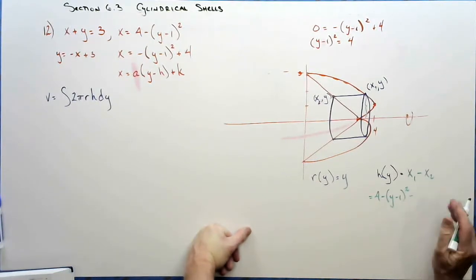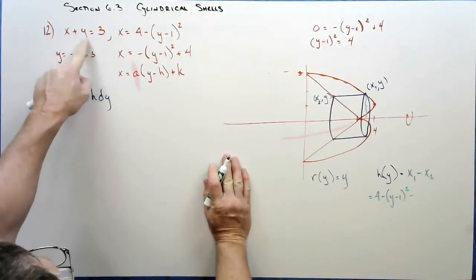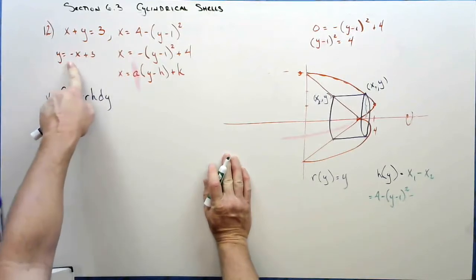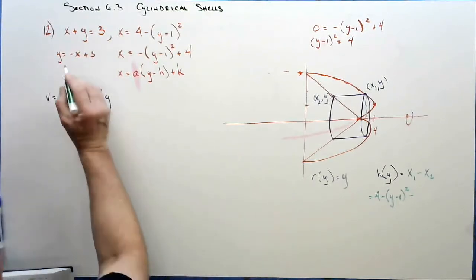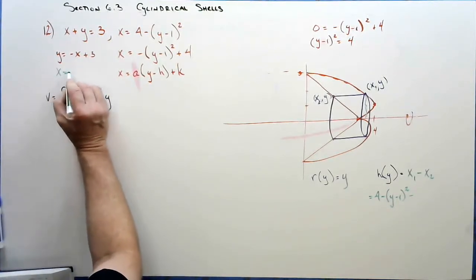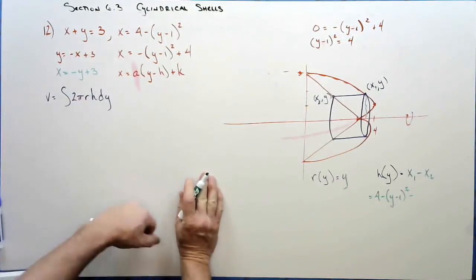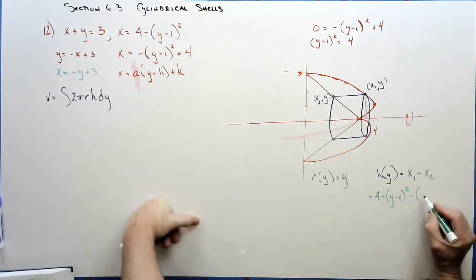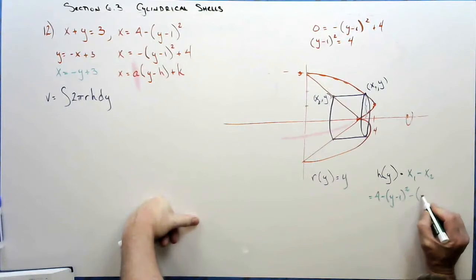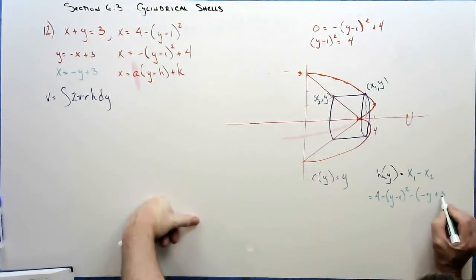Minus x of 2. X of 2, we have to solve this for x. We didn't solve it for x to draw the graph. We solved it for y. So if we solve it for x, we get x equals -y plus 3, right? That's what we get. So this is going to be minus, don't forget the quantity now, -y plus 3.